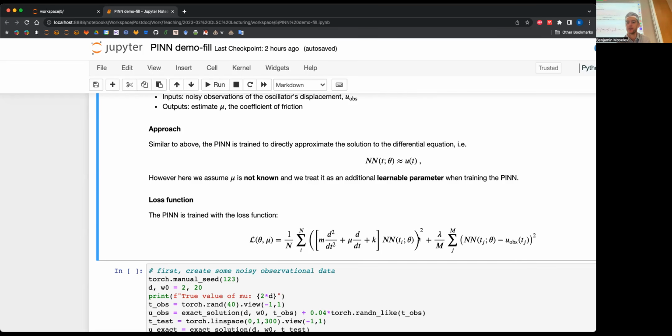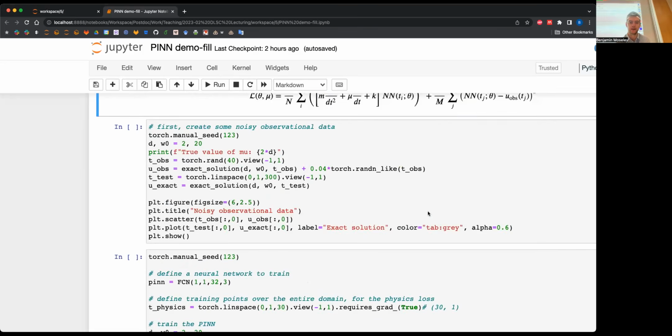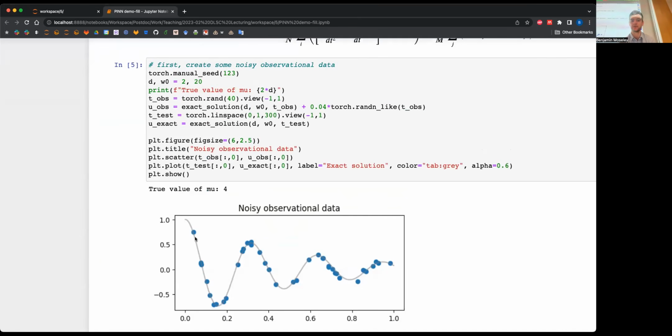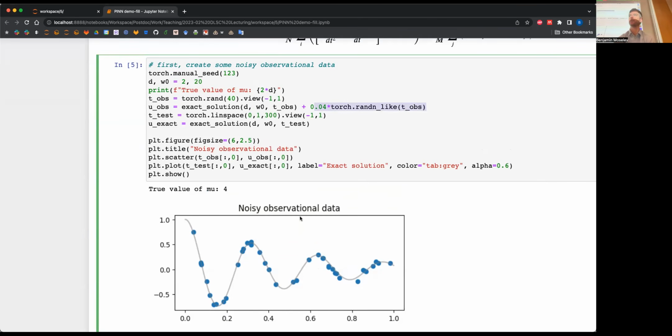And now we don't have a boundary term. We're not going to assert boundary conditions, but we are going to say lots of points that we observe, the neural network has to match those points. So in particular, I'm going to create some noisy observational data. So these are like observations of the solution that we actually have. And I've added a bit of Gaussian noise to it as well, so that it's not perfectly sampled data.